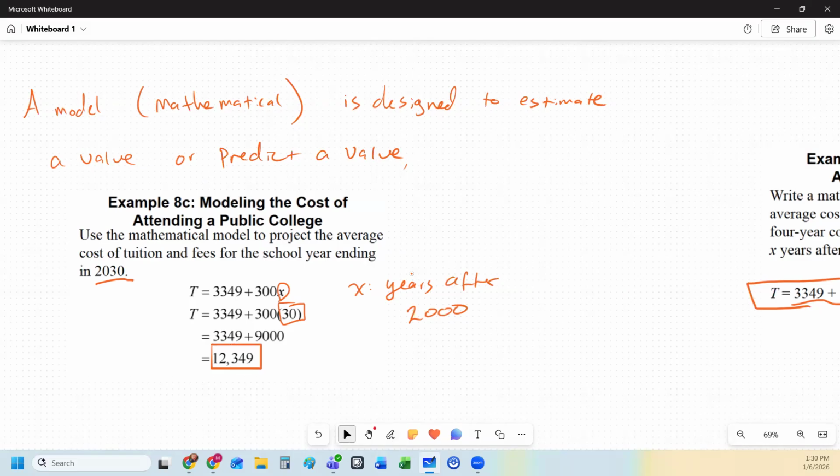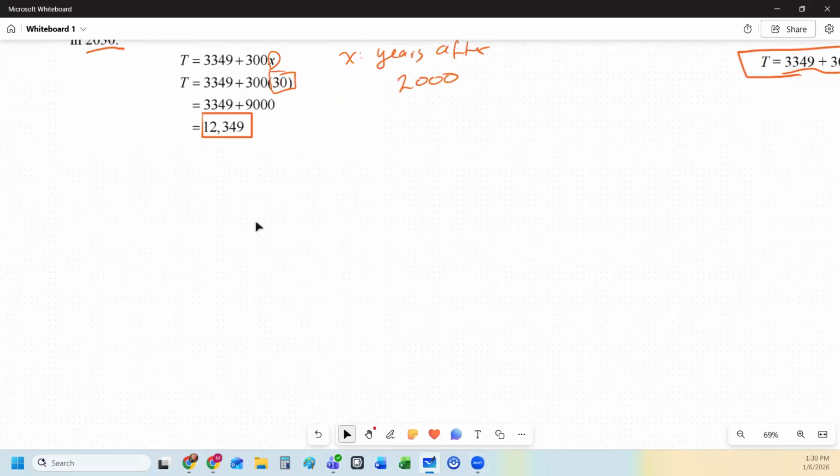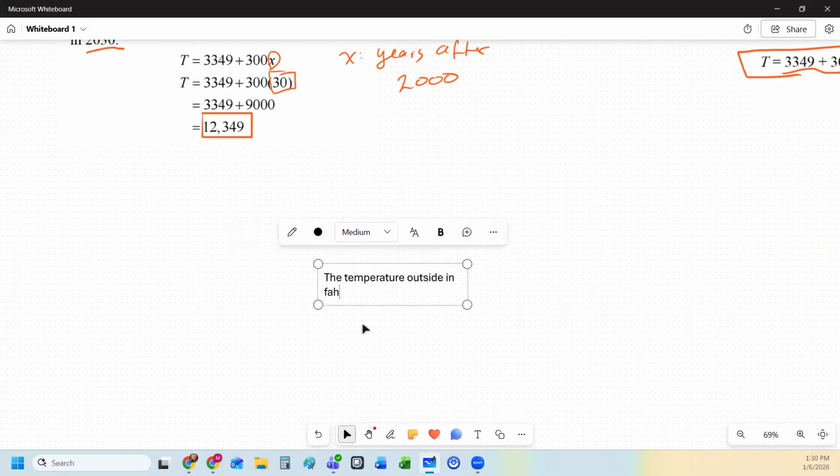Another one is: the temperature outside in Fahrenheit is how many cricket chirps you can hear in 15 seconds plus 40.